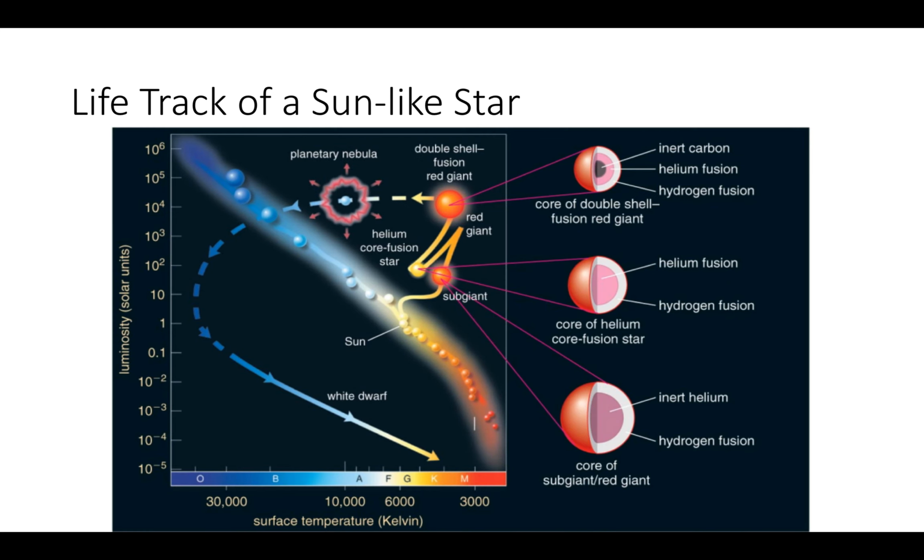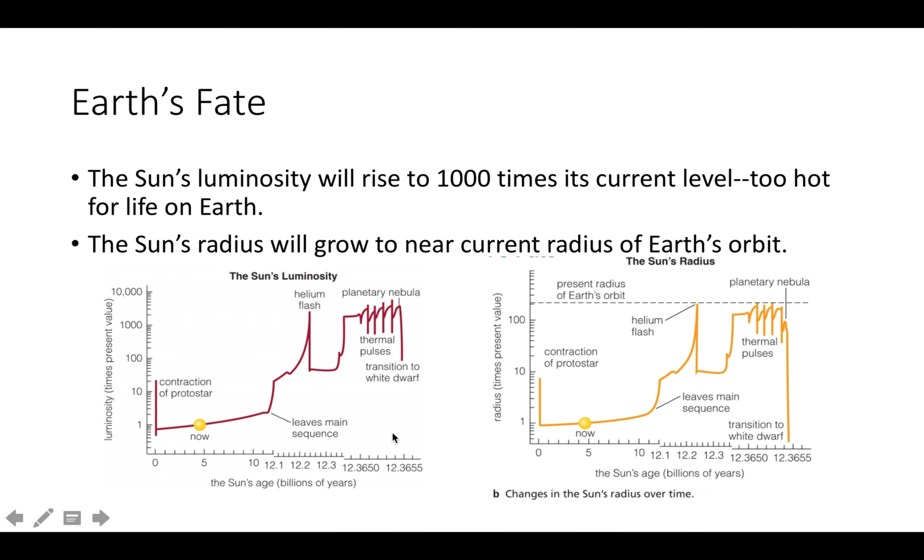So the life track of a sun-like star like ours: the sun becomes a subgiant. If you take a look at the core of it, it's inert helium, with hydrogen fusion on the outside, but then it can spike into a red giant and come back down. Here's that horizontal branch, to the double shell fusion of the red giant, to the planetary nebula, and that's going to circle back down to a white dwarf.